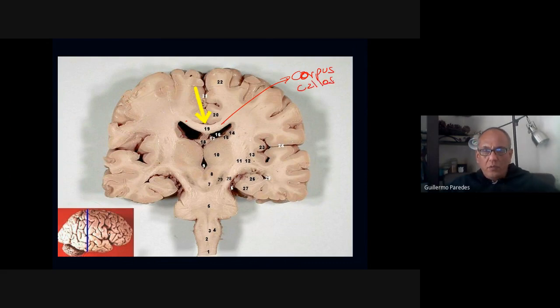The corpus callosum is composed of white matter.